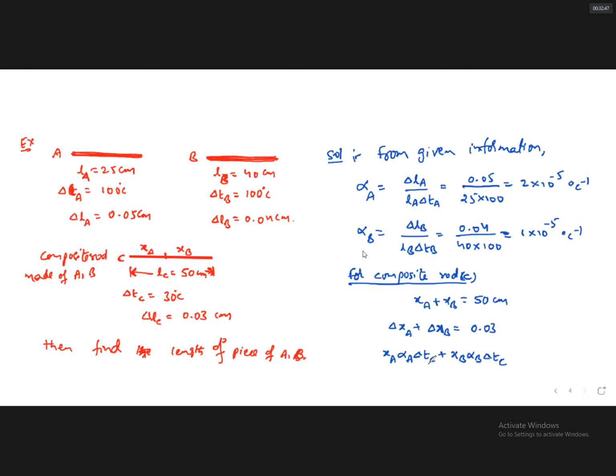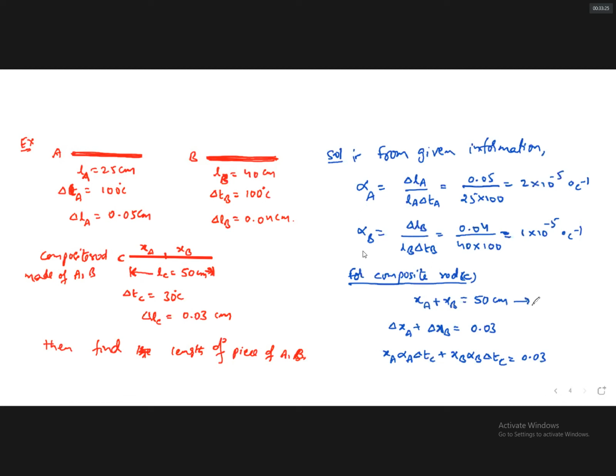Don't write delta TA here. When the temperature of the composite rod is increased, delta XA means the increase in length of that part of rod A. We write it as initial length XA, times alpha A, times delta theta C, and the sum is equal to 0.03. Delta theta C is given as 30 degrees Celsius. Alpha A and alpha B we calculated. Therefore, we get a relation between XA and XB, or XB is equal to 50 minus XA.